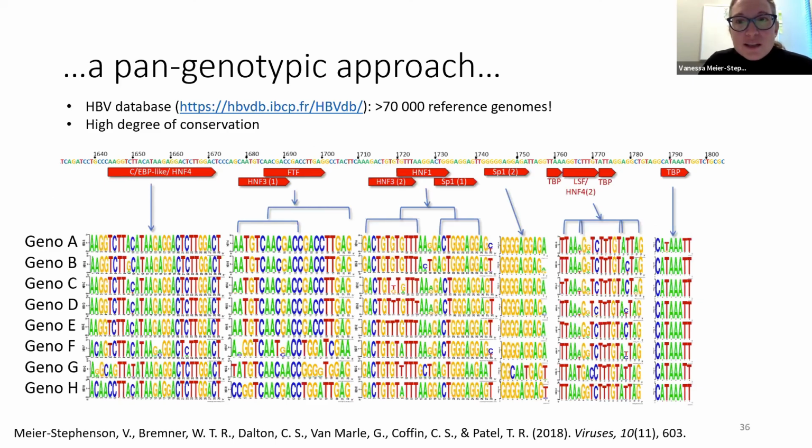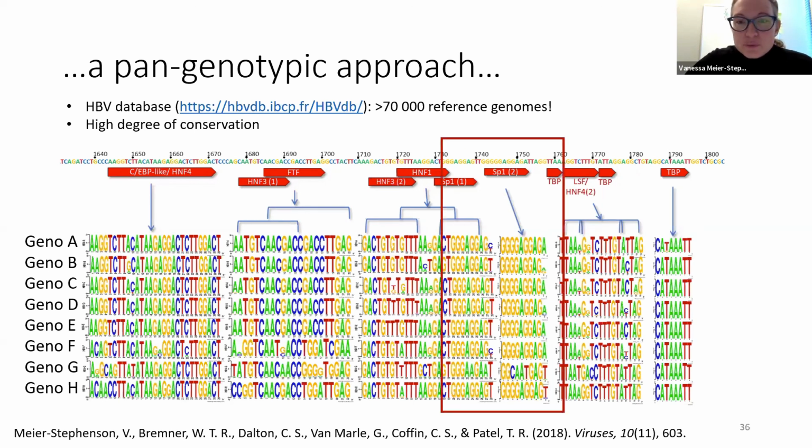What makes this also interesting is that this is a pan-genotypic approach. By that I mean, remember all the genotypes that I had mentioned that hepatitis B has? Well, unique to hepatitis B research is this database of reference genomes from around the world. We have over 70,000 reference genomes deposited there from across the globe, from samples isolated from patients. What makes that important is that those samples represent viruses that have been replication competent. So if they get put into the database, these are viruses that are able to keep propagating.